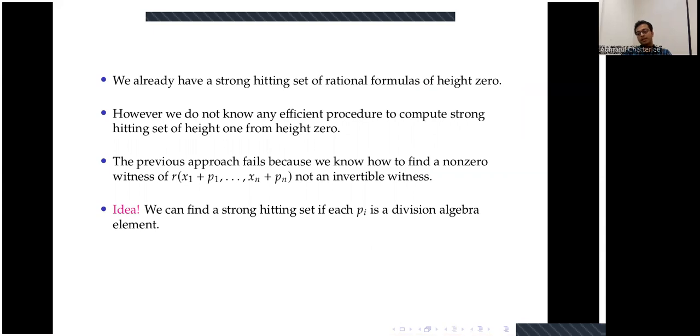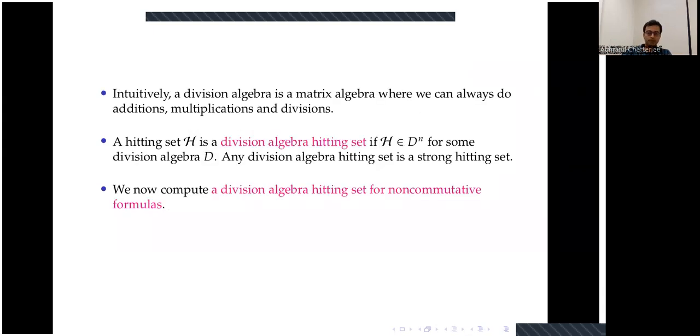Now, how do we construct this strong hitting set of height 1? The previous approach fails in the sense that if we just take some arbitrary matrix tuple where the formula is defined and shift it, for the shifted formula we can find a hitting set that will only ensure that it is non-zero, but it can't ensure that it is invertible. So the idea was that if we put some more structure, some more restriction on the point where it is defined, probably that can be helpful. And the structure that we impose is that the Pi's in P1 to Pn come from some division algebra. So what is a division algebra?